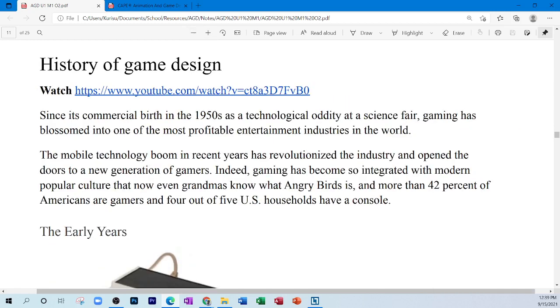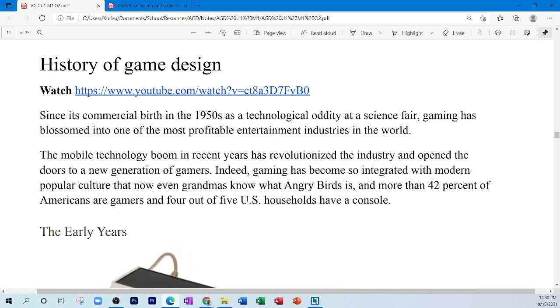And Ariel, you could read the first 2 paragraphs for us. History of game design. Since its commercial birth in the 1950s, as a technological oddity at a science fair, gaming has blossomed into one of the most profitable entertainment industries in the world. The mobile technology boom in recent years has revolutionized the industry and opened the doors to a new generation of gamers. Indeed, gaming has become so integrated with modern popular culture that now even grandmas know what analytics is. And more than 42% of Americans are gamers, and 4 out of 5 homes also have a console.